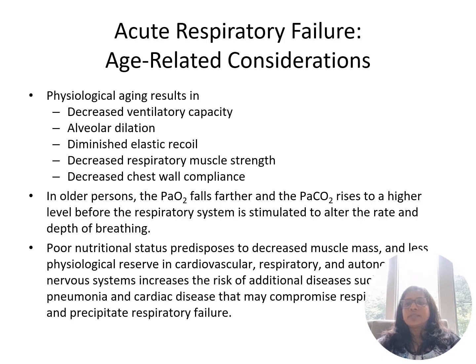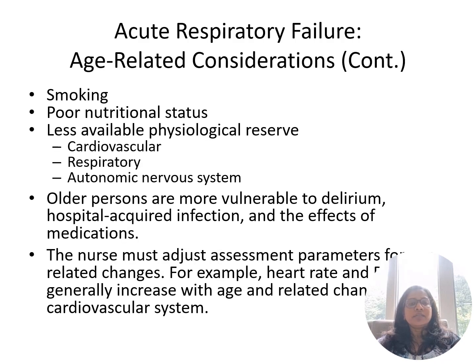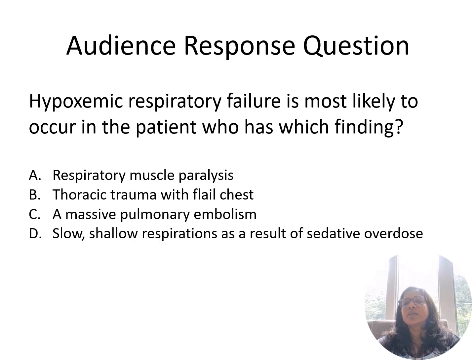Now, that is about respiratory failure. I think I do have some questions. This is all about preventative strategies, etc. I do have questions. Hypoxemic respiratory failure is most likely to occur in patient who has which of the findings? Respiratory muscle paralysis, thoracic trauma with flail chest, massive pulmonary embolism, slow, shallow respiration as a result of a sedative overdose. So in this case, the answer is C.